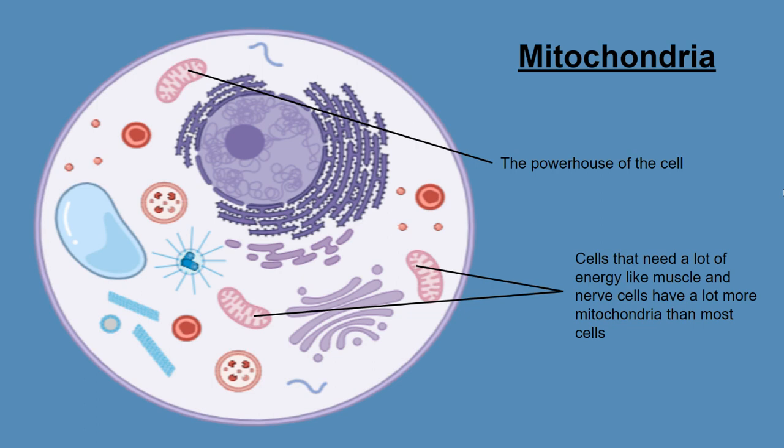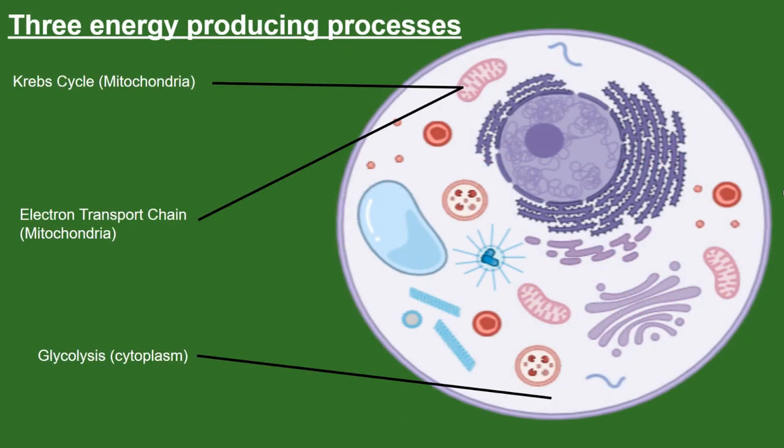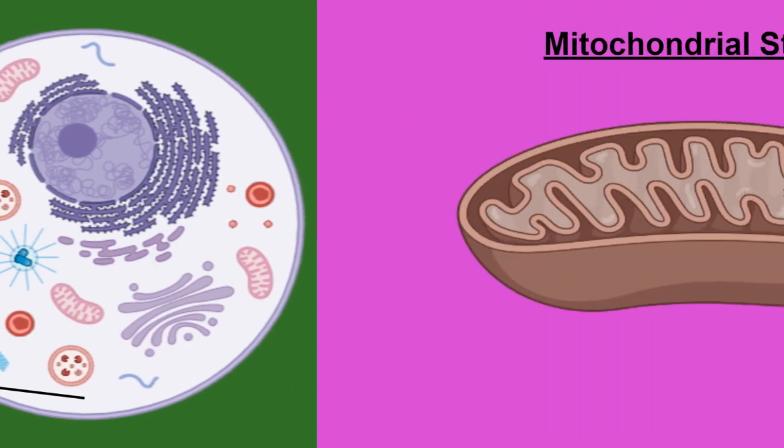so interesting. There are actually three processes the cell uses to make ATP, the basic unit of energy in a cell: Krebs cycle and electron transport chain in the mitochondria, and glycolysis in the cytoplasm. Remember that glycolysis part, it'll be important for later. But before we get into how mitochondria actually make energy, we first need to take a look at its structure.